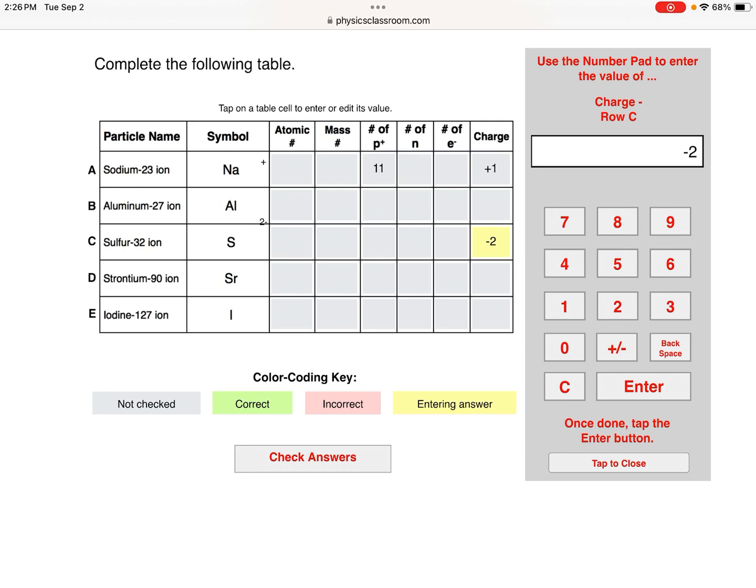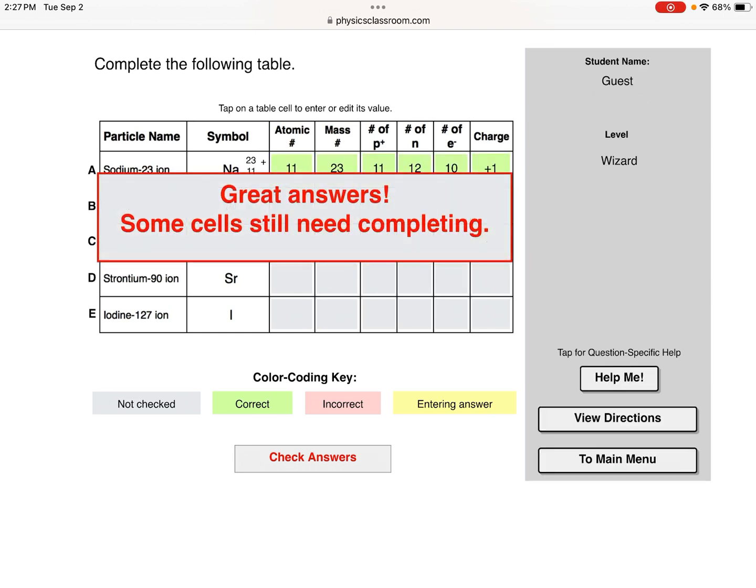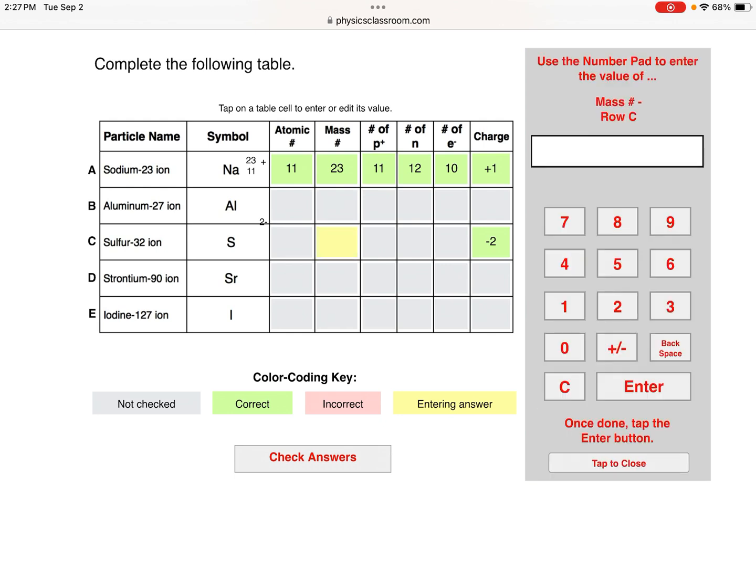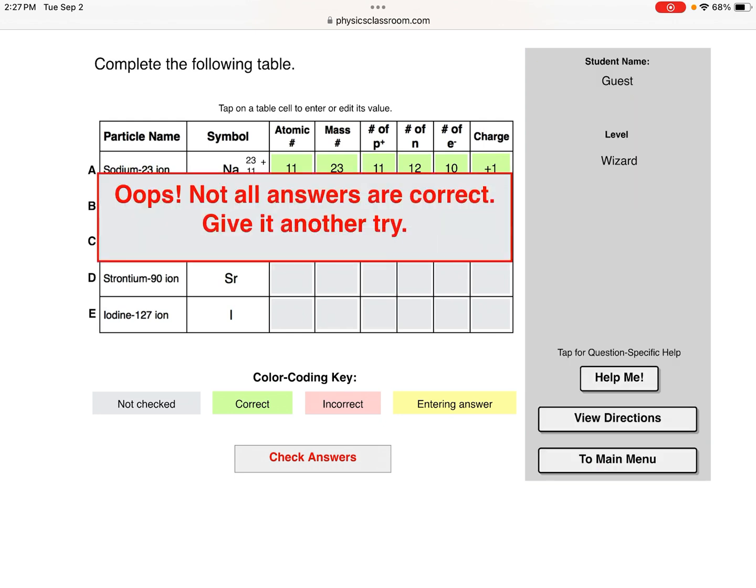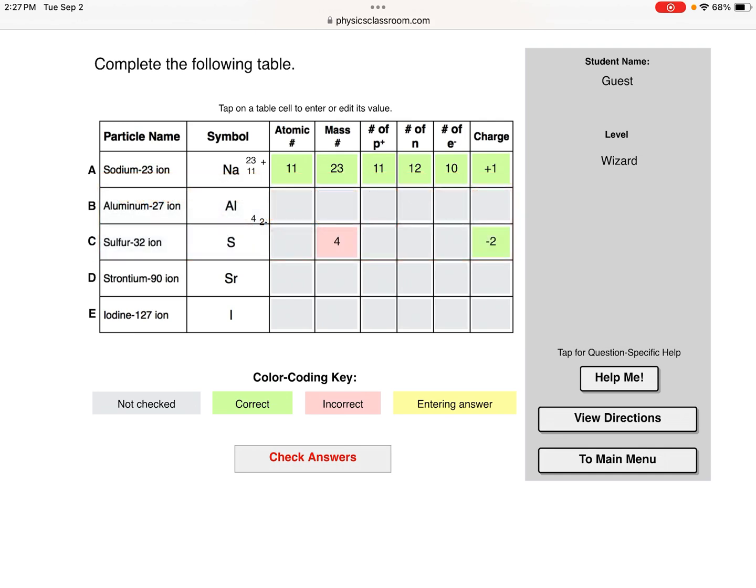If you know the charge, well, we know that sodium has 11 protons, and if it's +1 charge, it's going to have 10 electrons. Sodium 23 means the mass number is 23, which means that you have 12 neutrons, because the mass number is the protons and the neutrons. The atomic number is the number of protons. And you can check your answers, and if you get something wrong, they'll highlight the things that you get wrong, and you have to fill out the table.